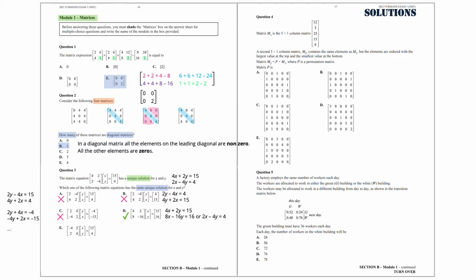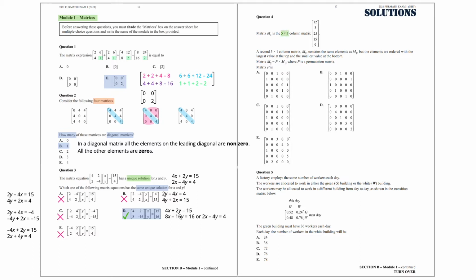Now let's check option E as well. Negative 4x plus 2y equals 15 and 2x plus 4y equals 4. So we can cross out this option too. So the answer we are after is option D.